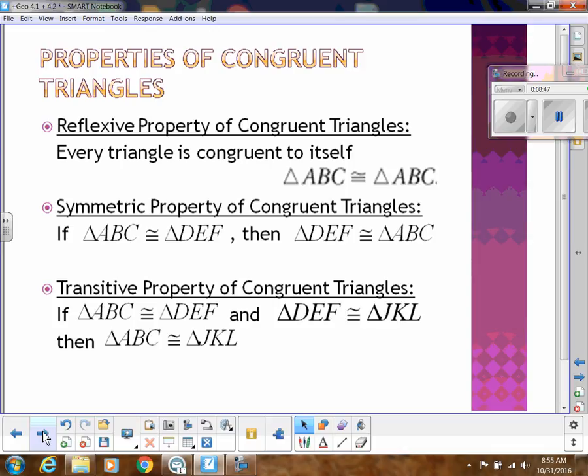So the properties that we've been using for angles and segments, the reflexive, symmetric, and transitive, that also works for triangles. You don't necessarily need to write down everything, but maybe just know that reflexive, symmetric, and transitive work for triangles. What we're going to be doing in future video lessons is finding some shortcuts so we don't have to always prove all three sides and all three angles.